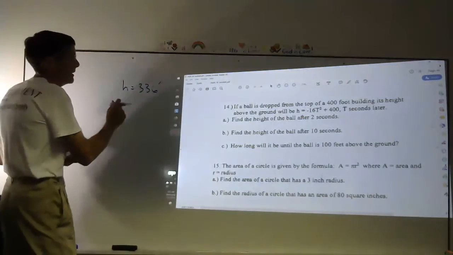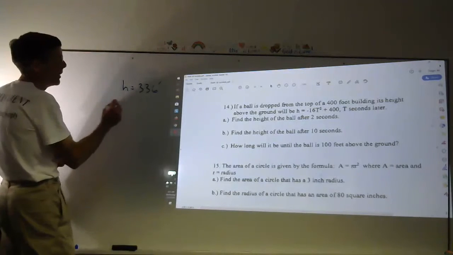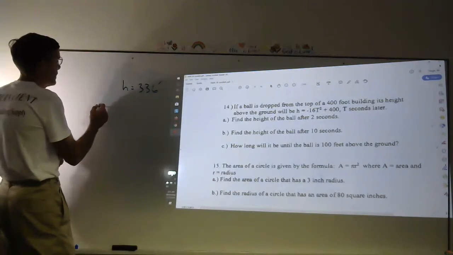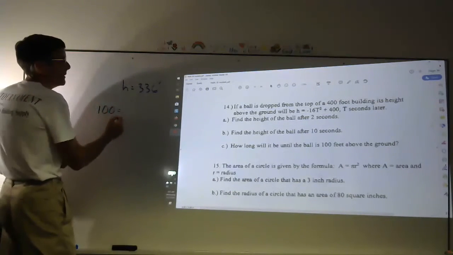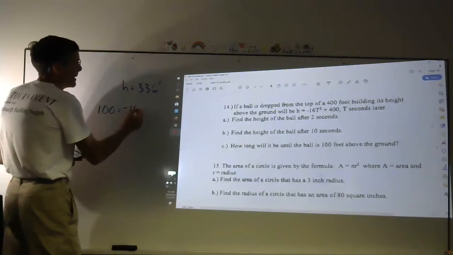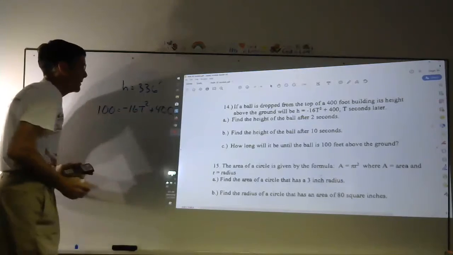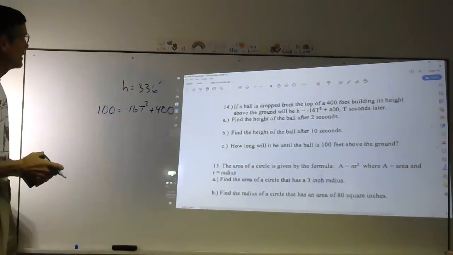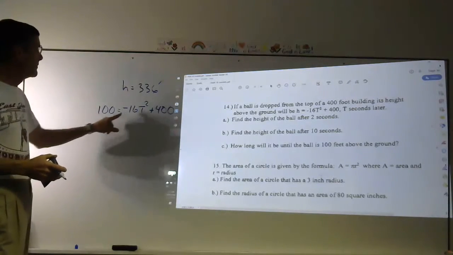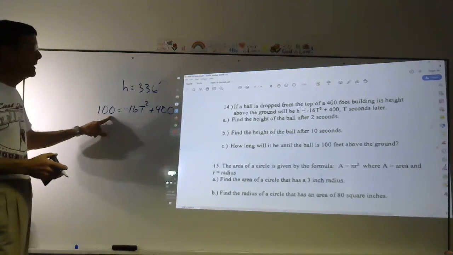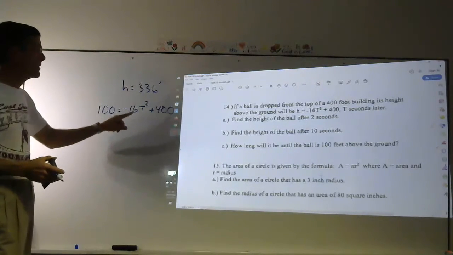How long will it be until the ball is 100 feet above the ground? All right, so if the formula, the height of the ball is to be 100 feet, we want to find the time. How long would it take till the ball is at 100 feet? Okay, so let's see if we can solve this.